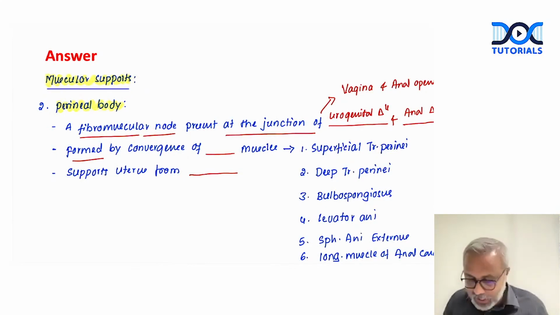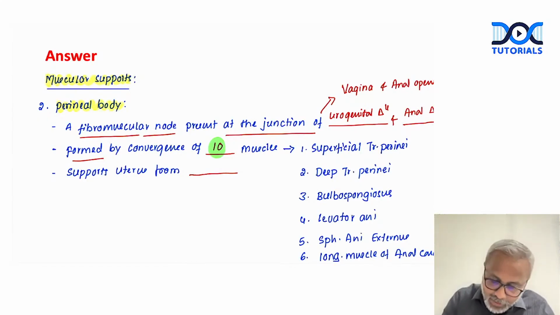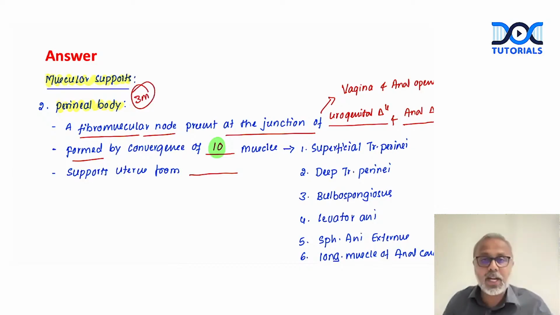We know that the perineal body is formed by the convergence of 10 muscles. Now, your job is to highlight this. So, perineal body is made up of 10 muscles, and now list the 10 muscles. Remember, perineal body in itself could be an important 3-marker question for you, right? So, write about it, then list the 10 muscles. What are the 10 muscles?